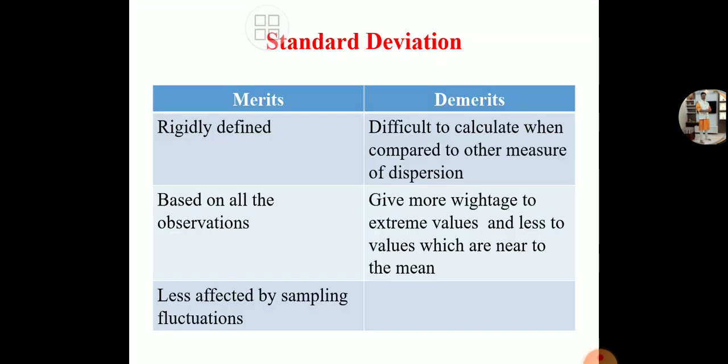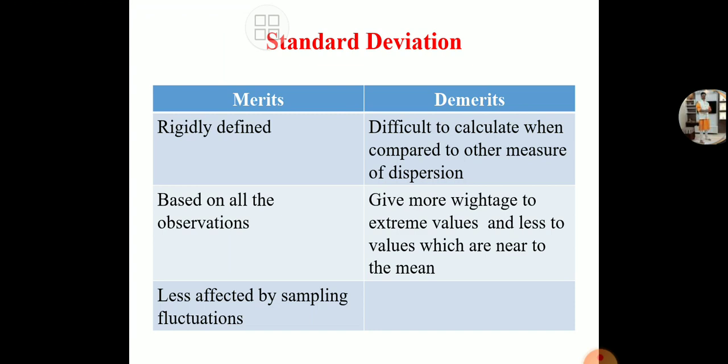Now again, merits and demerits in two columns are given here. The merits: it is rigidly defined, based on all observations. As we have seen, all observations are considered, and it is less affected by sampling fluctuation. Demerits: it is difficult to compare, and it gives more weightage to the extreme values and less to the values which are near to the mean.